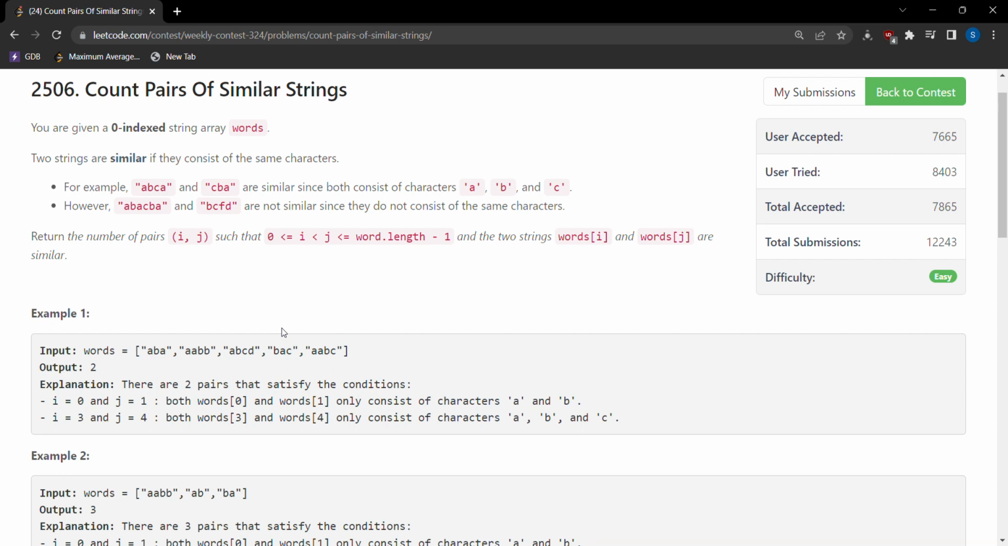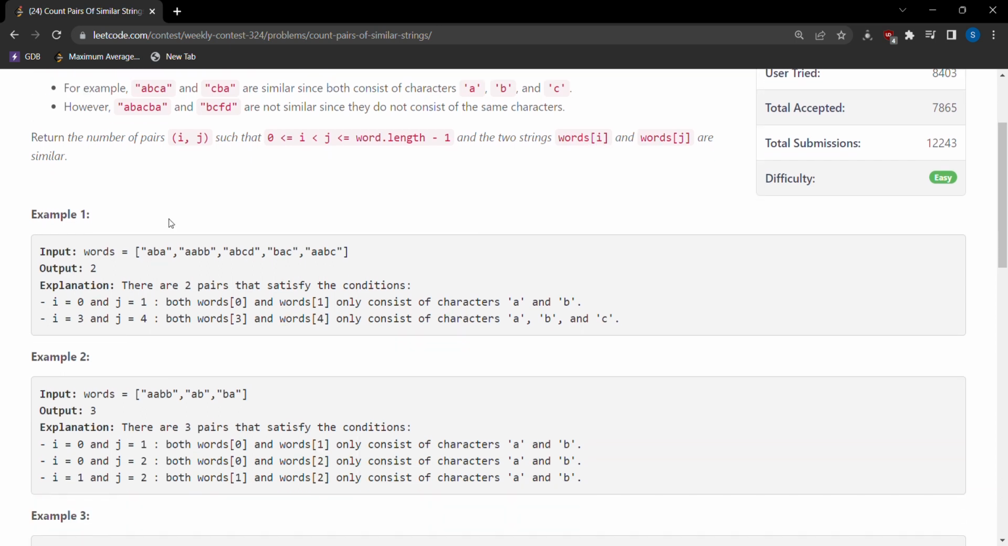Okay, so let's see the examples first. Example 1, ABA. Here we can see that there are two different characters, A and B. Then AABB. Here two different characters are A and B. Now you can see that these two strings are similar. Now let's see the third example. Third word ABCD. Here you can clearly see that it has four different characters A, B, C and D. So that means ABCD is not similar to these first two strings.